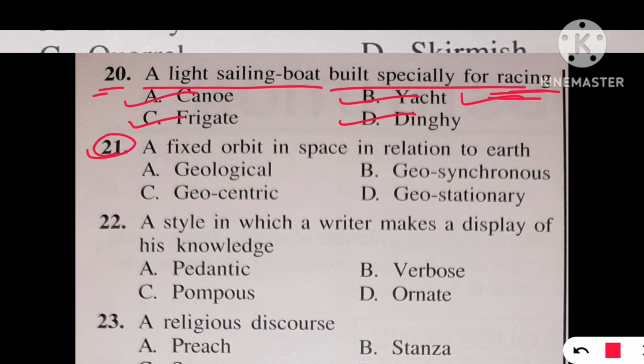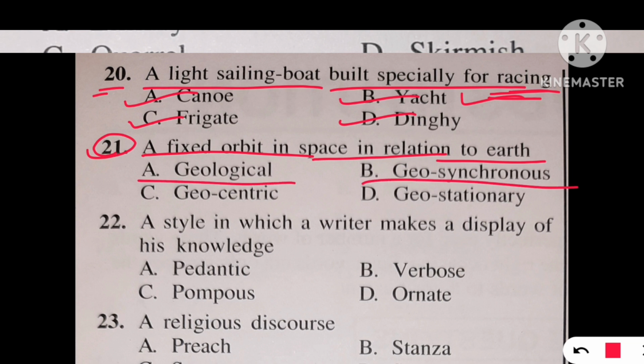Question number 20. A fixed orbit in space in relation to Earth is called option A, geological. Option B, geosynchronous. Option C, geocentric. And option D, geostationary. Correct answer is option D, that is geostationary.